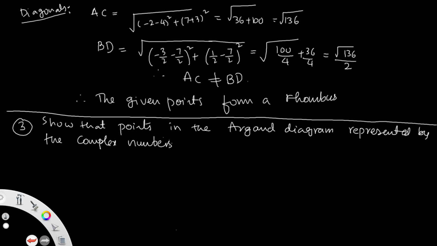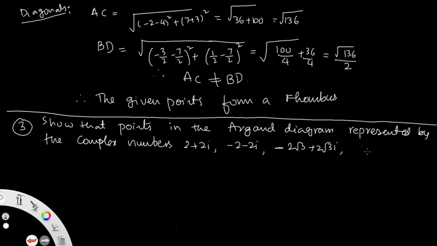2 plus 2i, minus 2 minus 2i, minus 2 root 3 plus 2 root 3i are the vertices of an equilateral triangle.